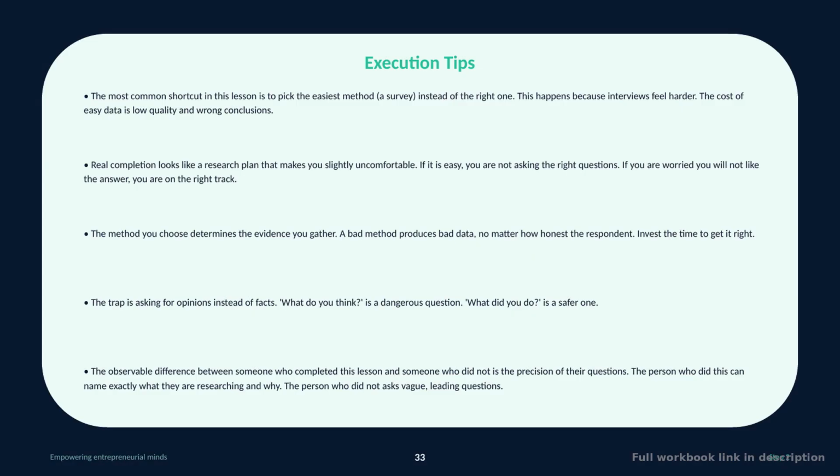The most common shortcut is to pick the easiest method, a survey, instead of the right one. This happens because interviews feel harder. The cost of easy data is low quality and wrong conclusions. Real completion looks like a research plan that makes you slightly uncomfortable. If it is easy, you are not asking the right questions.